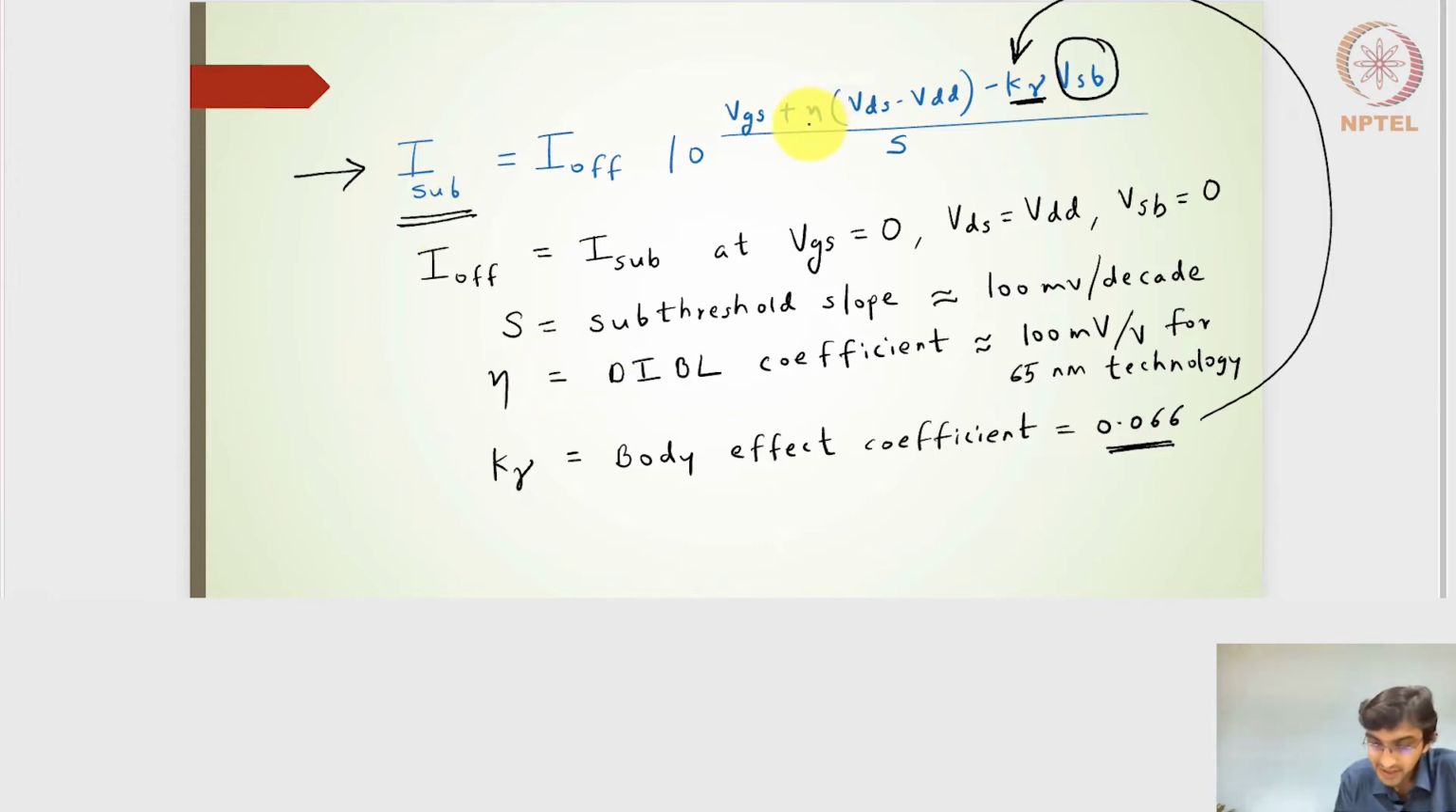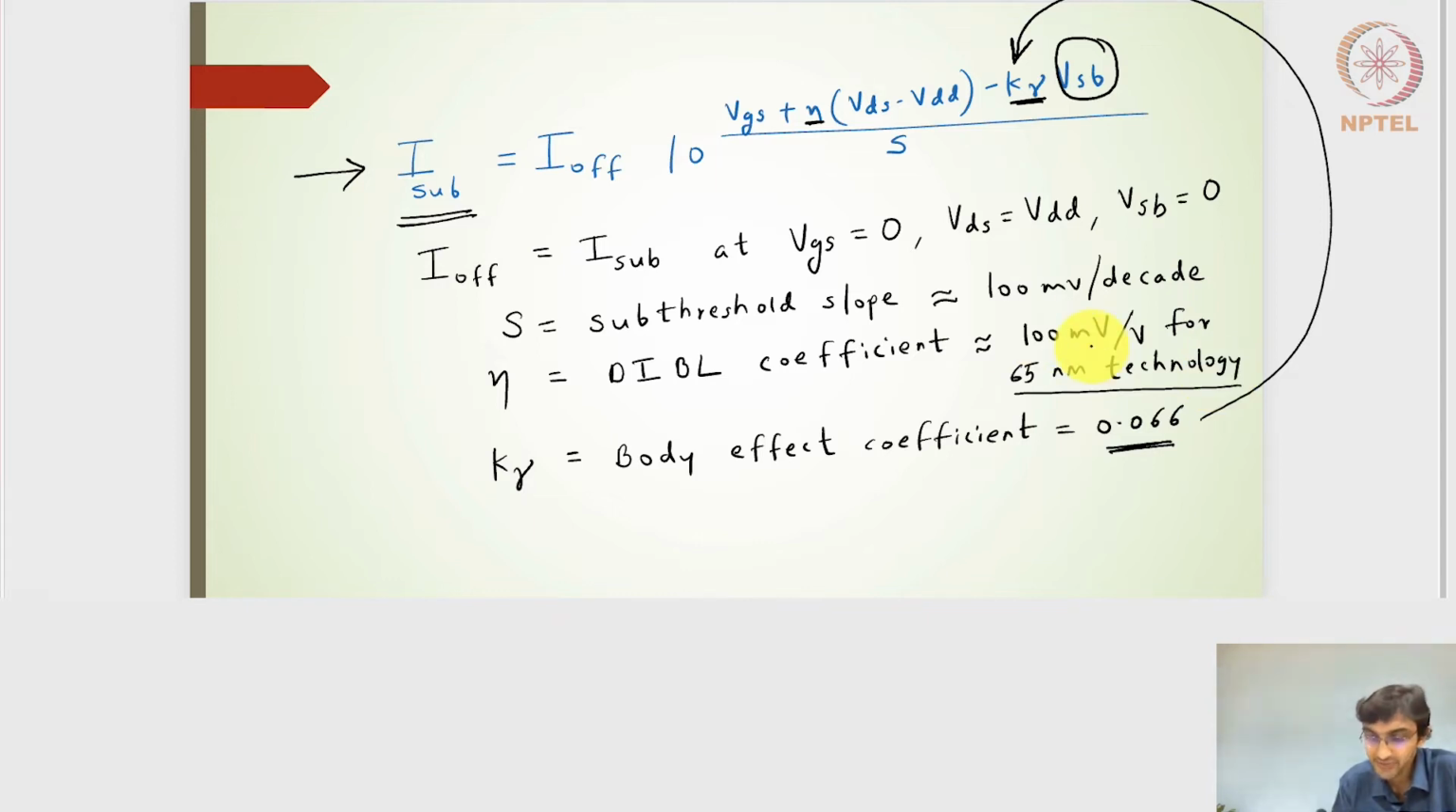Let's have a look at the eta. Eta is nothing but the DIBL coefficient, the drain induced barrier lowering, which is 100 millivolts per volt for the 65 nanometer technology node. Again, these constants K gamma, S or eta are all empirical constants arrived at for a particular technology node. So the eta here is 100 millivolts per volt.